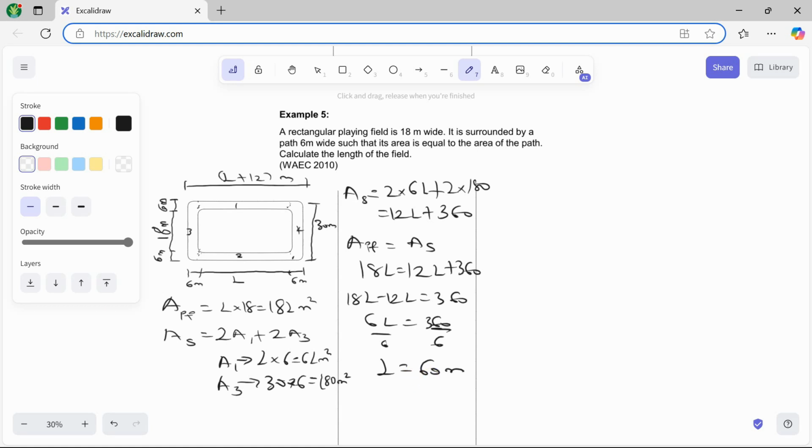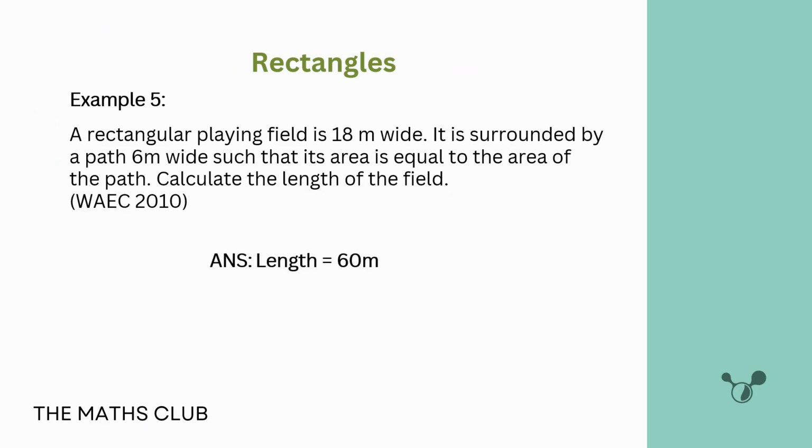You have to be intuitive and know exactly what the question is saying. You must be able to break things apart by knowing that this is your first rectangle, this is the second one. You can't just say 30 times L plus 12. That won't work because it's not the entire part. This is the third part, and this is the fourth part, surrounding the playing field. Let's see if our answer is correct. 60 meters. Great.